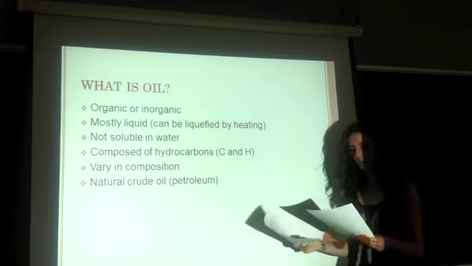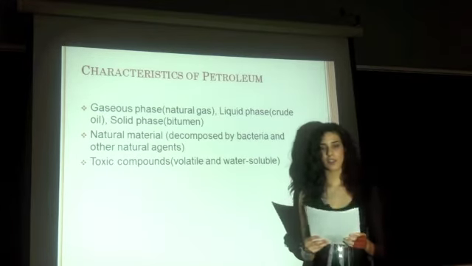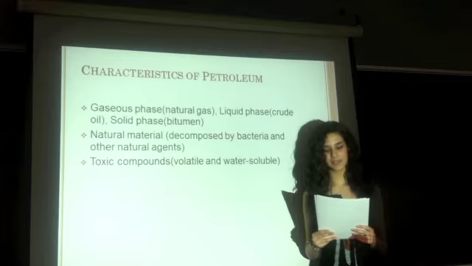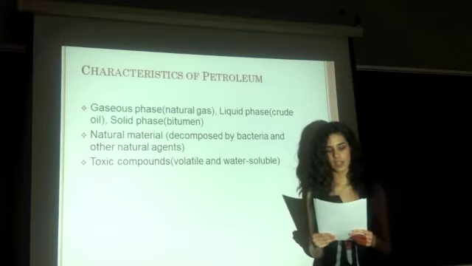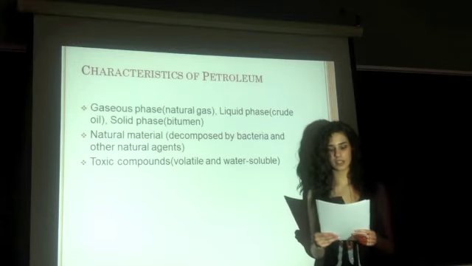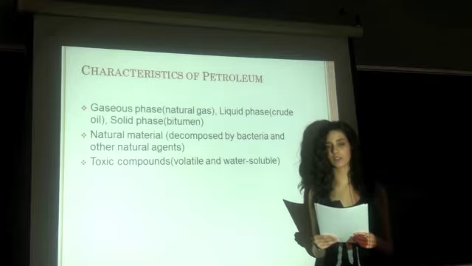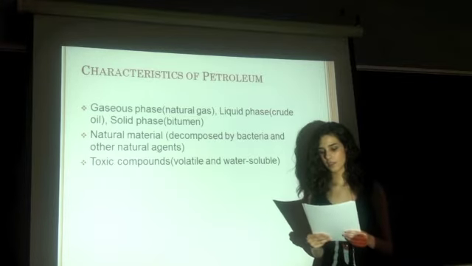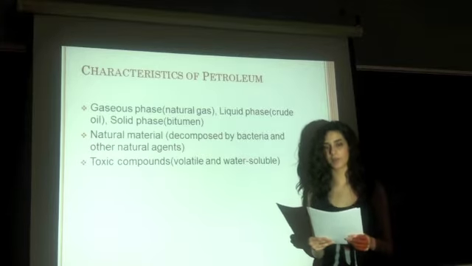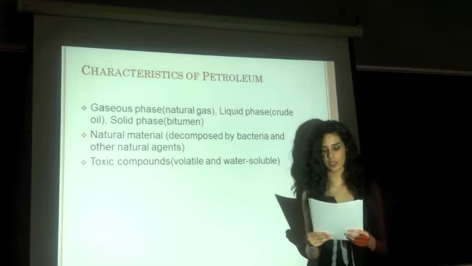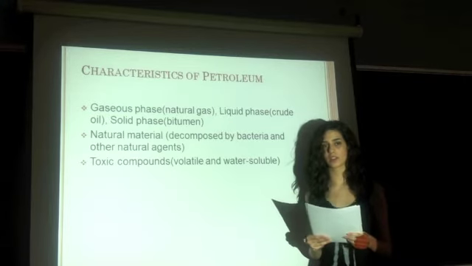In the next slide, I'm going to talk about characteristics of petroleum. Petroleum can exist in gaseous, liquid, or partially solid phases, either in combination or alone. The gaseous phase is known as natural gas, the liquid phase is known as crude oil, and the solid phase is known as bitumen. Since petroleum is a natural material, it can get diluted or decomposed by bacteria and other natural agents. The toxic compounds of petroleum, or volatile compounds, are those that are soluble in water.